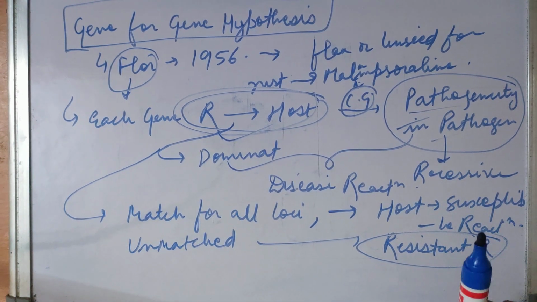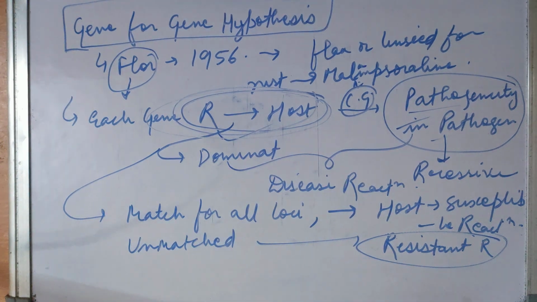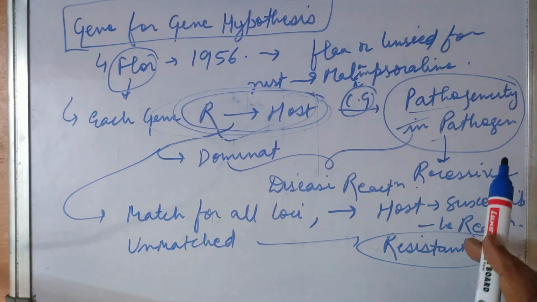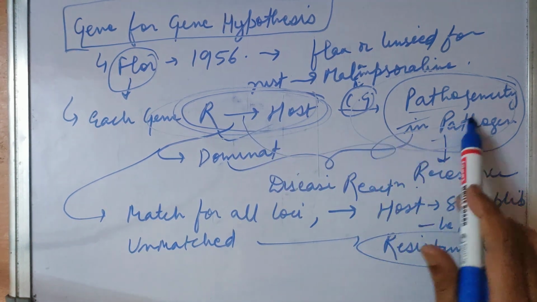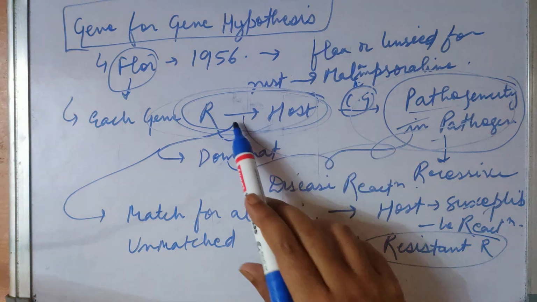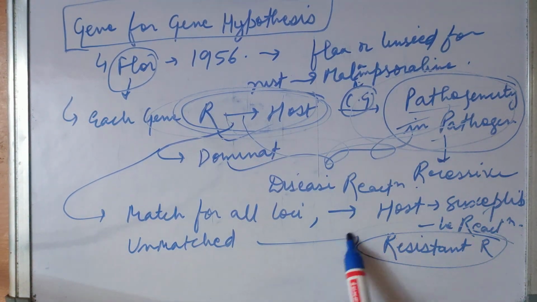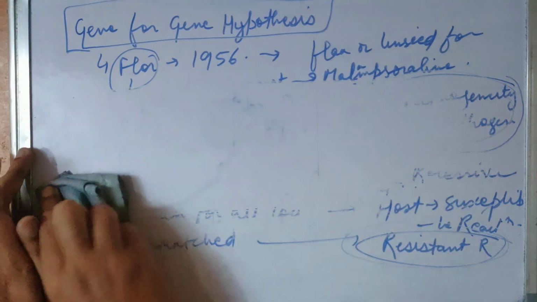So I hope you all understand this. For the genes of resistance in the host, there are corresponding genes of pathogenicity in the pathogen. When these two genes match in loci, then only susceptibility is shown. When these two genes do not match, the host will show resistance.